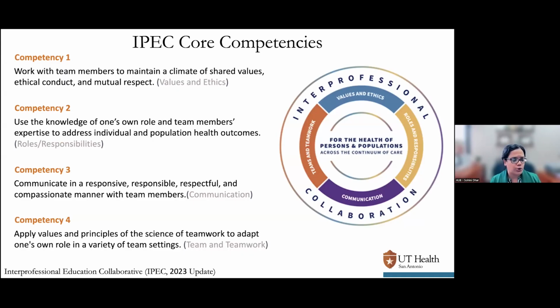I would not go through each of the competencies. You all will have access to this slide, but I wanted to highlight that this educational intervention was based on these 4 IPEC competencies, and you would see how these competencies were addressed and incorporated in the intervention that I'll be talking about in further detail. Next slide, please.